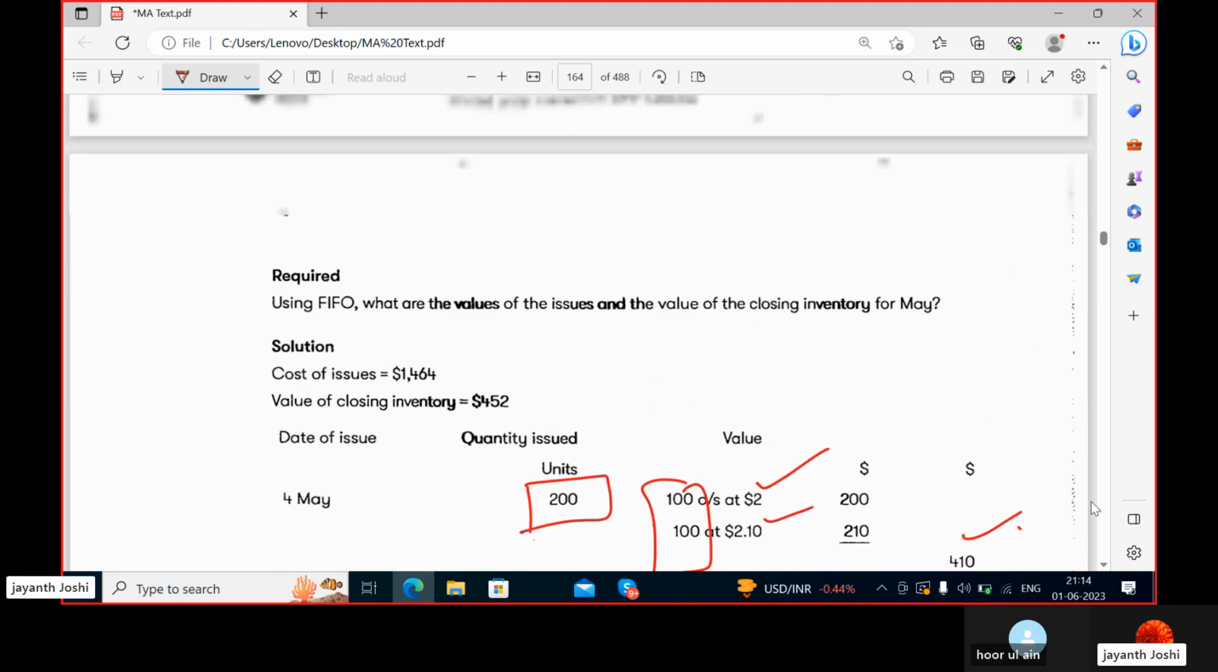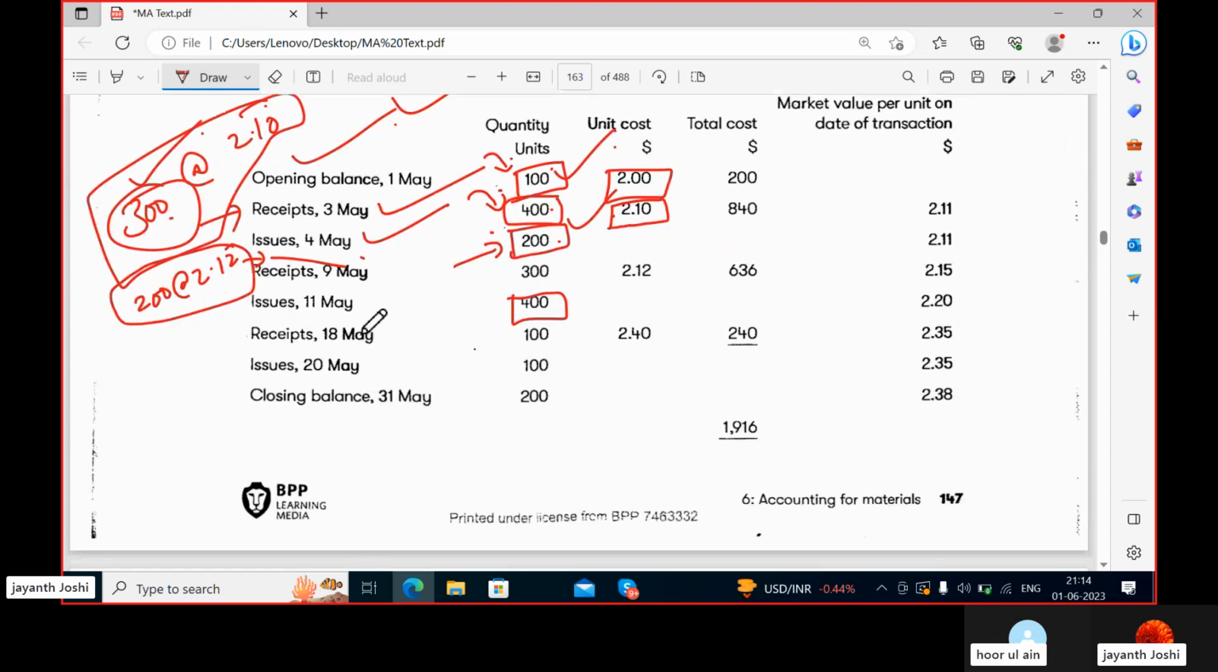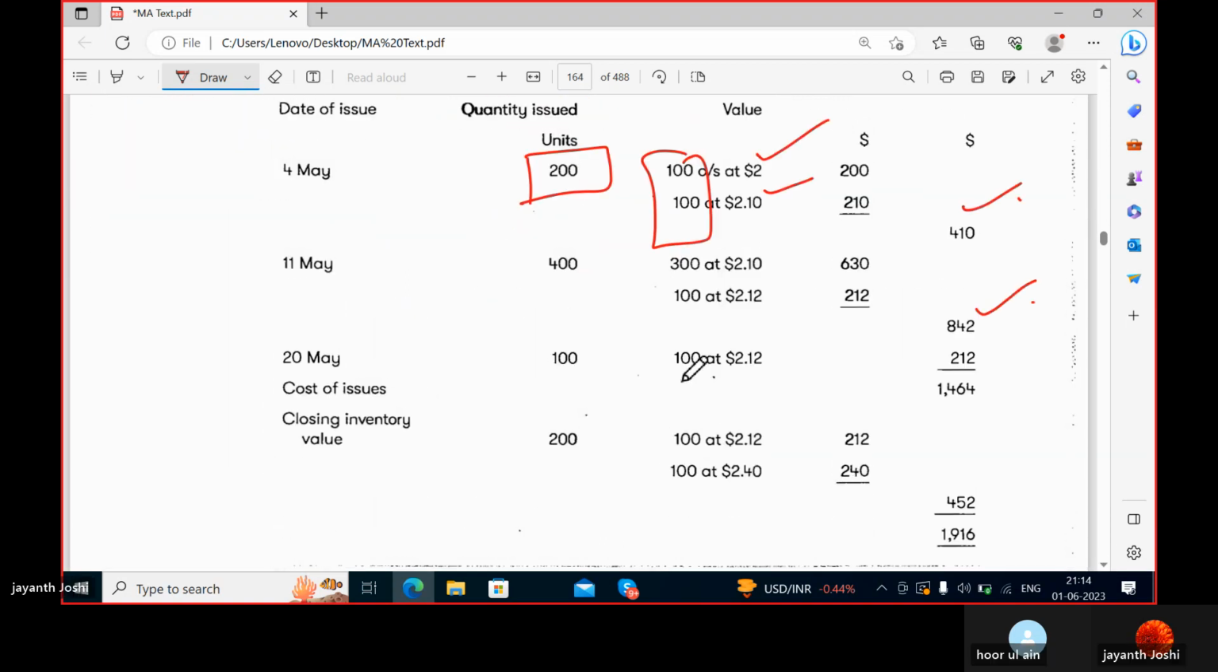Coming to the last order, we are left over with 200 here. On 20th May, you have an order to fulfill of 100 units. So you will take 100 from this 200, which is at the rate of 2.12, and you will be left over with 100 at the rate of 2.12. Your order is done. This is the cost.